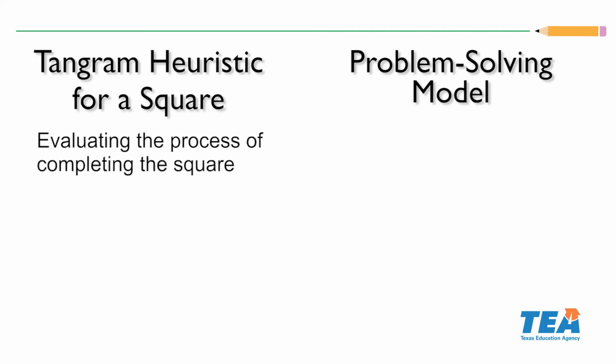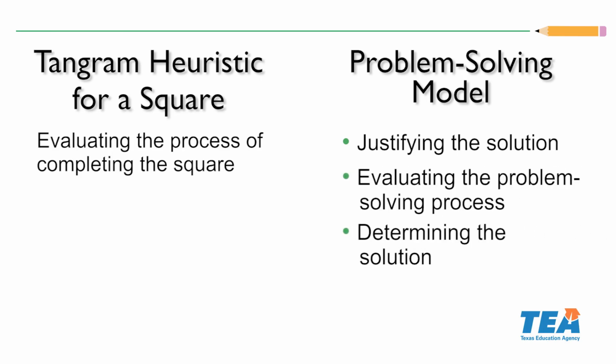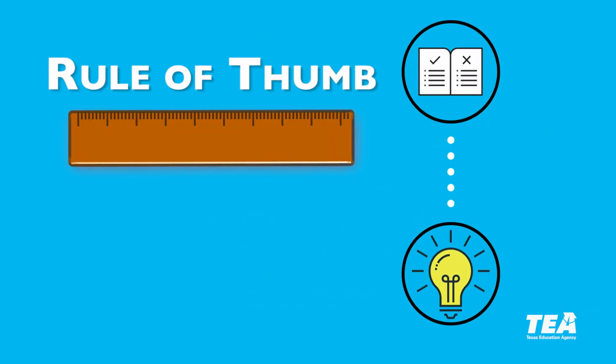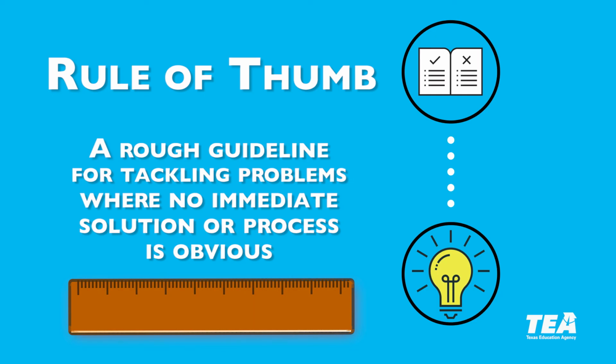Upon completing the square, the Tangram heuristic for a square was evaluated to determine if the task was successfully completed. In a problem-solving model, it is important to justify the solution and evaluate the problem-solving process. In both situations, it is important to evaluate the process so that it informs future attempts to solve similar tasks or problems. As you share the problem-solving model with your students, be sure to remember the model is a rule of thumb, a rough guideline for tackling problems where no immediate solution or process is obvious.